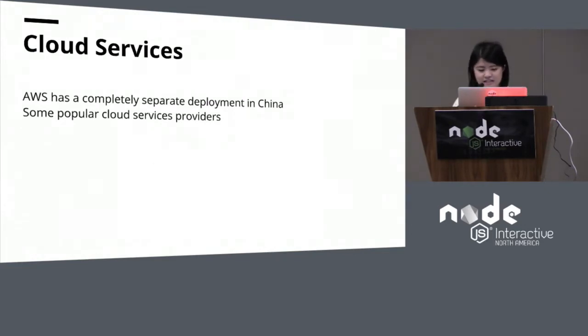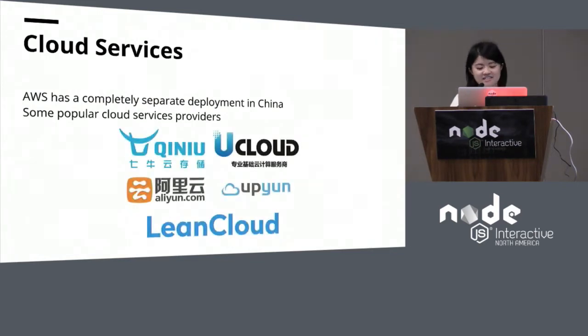So for cloud services, AWS has a completely separate deployment in China. It's completely disconnected from the rest of the world, so you can't really have an AWS instance in America and then just open up something new in China. It has to be completely separate. And the popular cloud service providers in China are these.